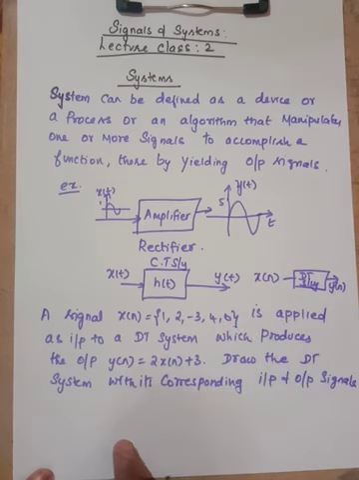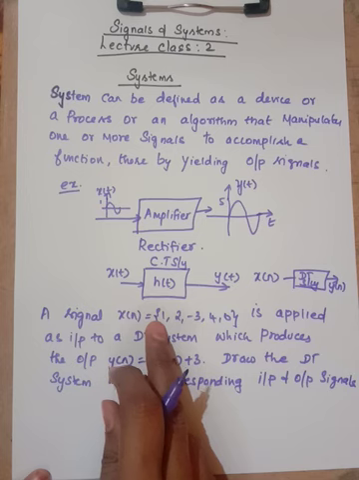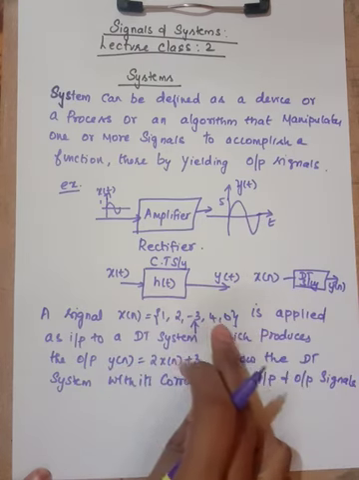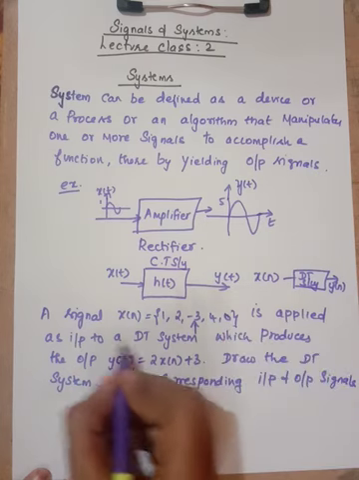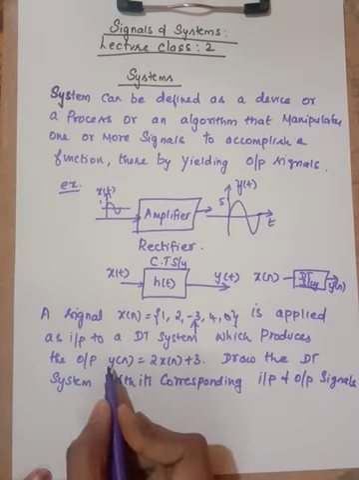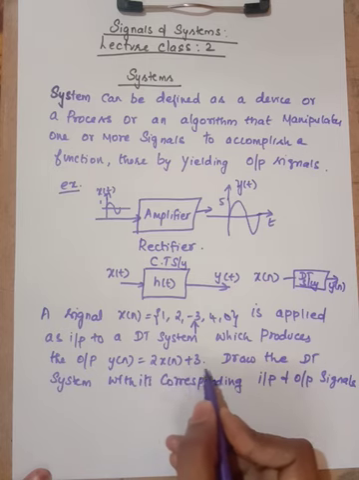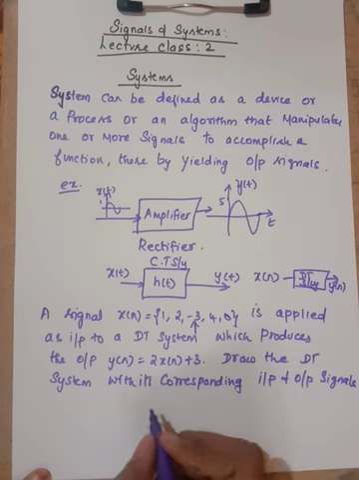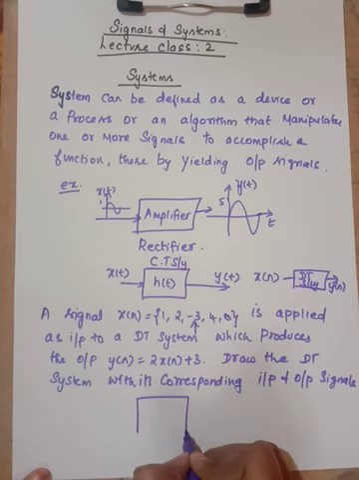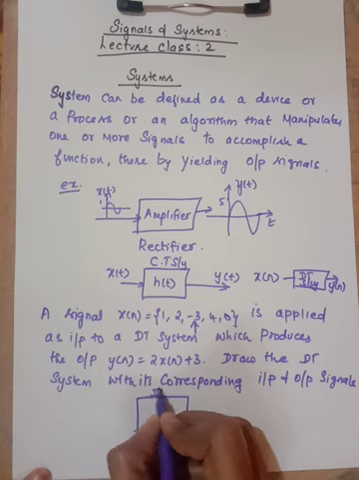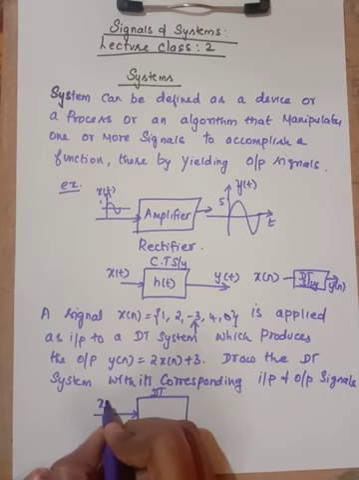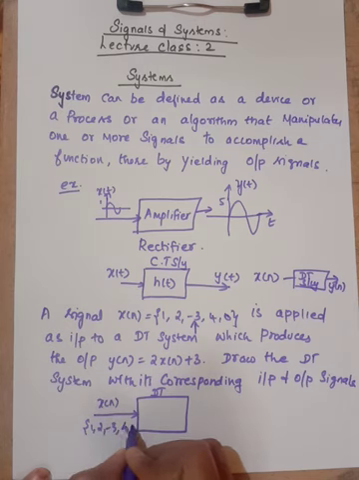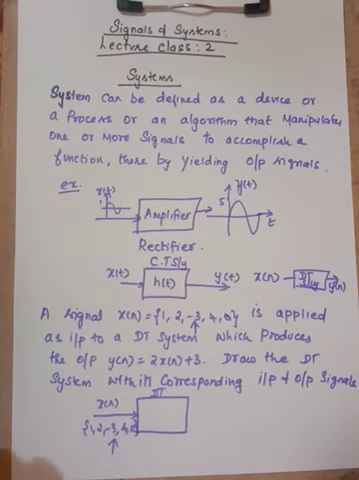Now we will see one problem. A signal x of n equal to 1, 2, minus 3, 4 and 0, where minus 3 is the value at the origin, is applied to a DT system which produces the output y of n equal to 2x of n plus 3. Draw the DT system with its corresponding input and output signal. A system is given. This is a DT system because the input to the system is x of n, which is 1, 2, minus 3, 4 and 0, and minus 3 is the value at the origin.